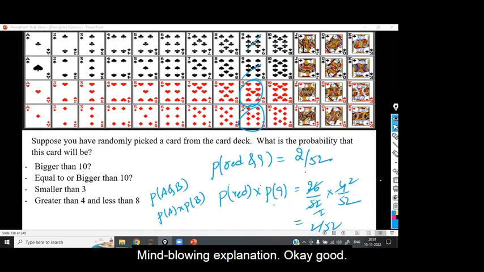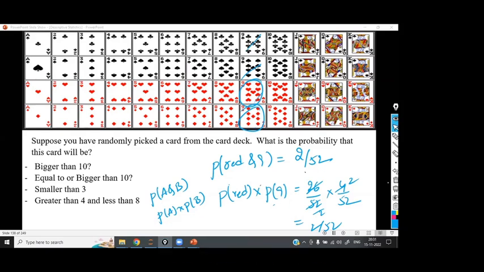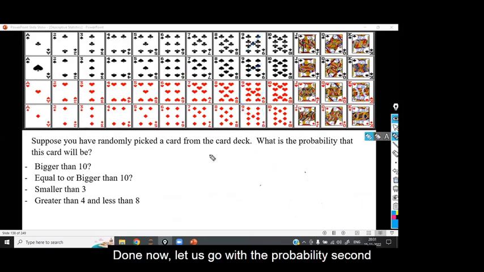Mind-blowing explanation, huh? Okay, good. Clear, right? For you it is clear, right? Done.